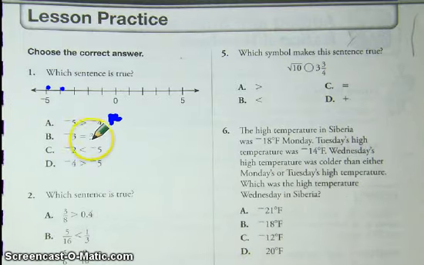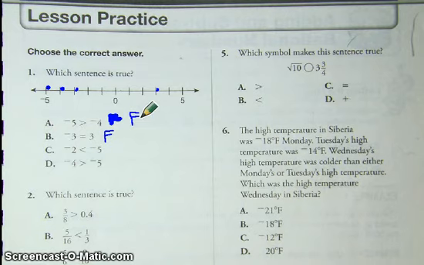B says -3 is equal to 3. -3 is here. +3 is here. There's no way that having a debt of $3 is equal to the same amount as having $3 in your pocket. So this is completely and totally false.